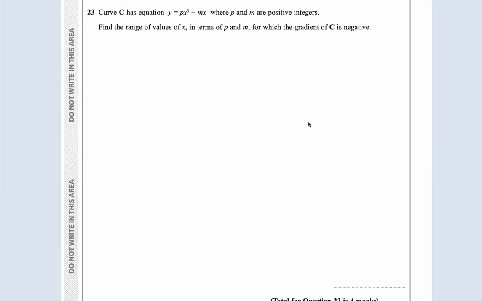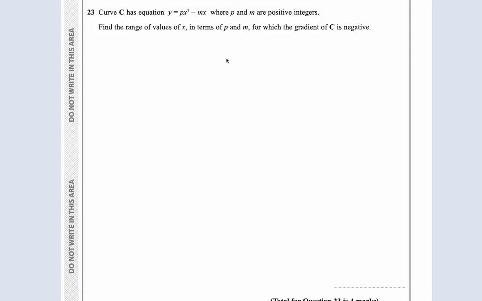Question 23. Curve C has equation with this. P and M are positive integers. Find the range of values of x in terms of P and M for which the gradient of C is negative. Okay.